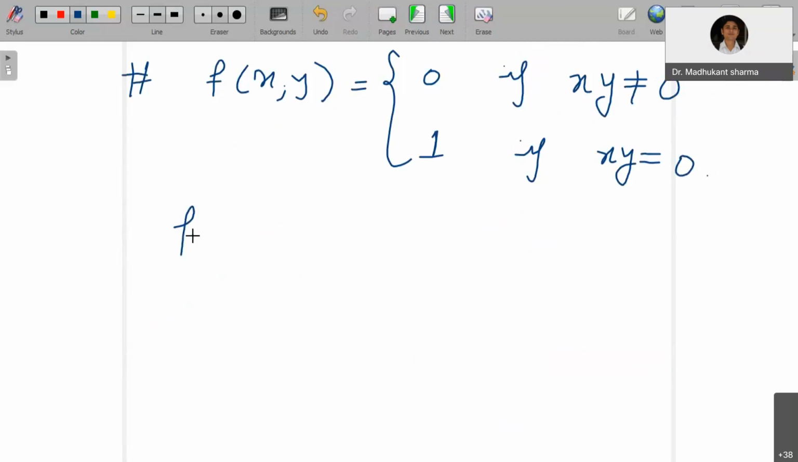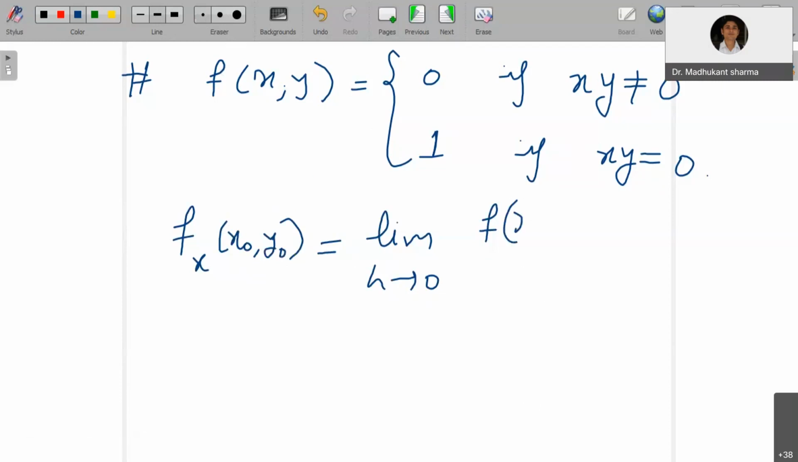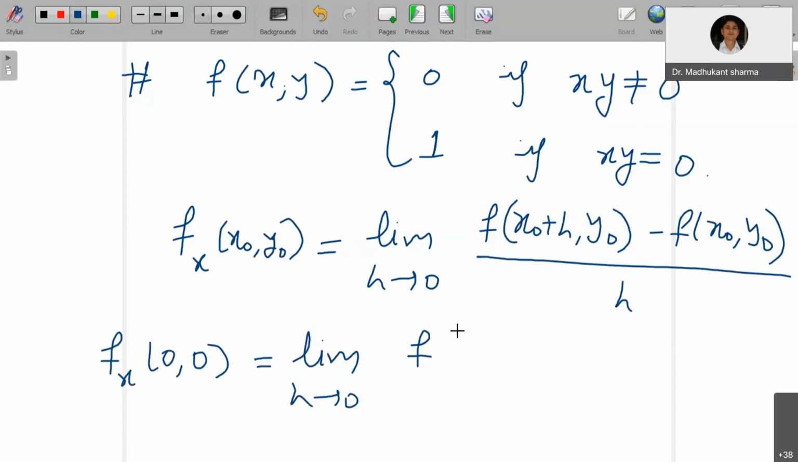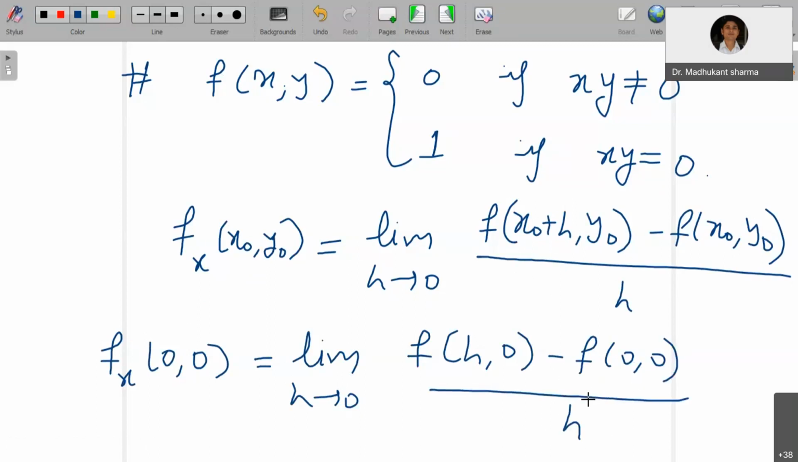Now I'm interested in finding fx at (0, 0). What is the definition? Let me write it down first, at (x naught, y naught): the limit as h tends to 0 of f of (x naught plus h, y naught) minus f of (x naught, y naught), divided by h. Now fx at (0, 0) is going to be the limit as h tends to 0 of f at (h, 0) minus f at (0, 0), divided by h. Now if you look at the numerator carefully, f at (0, 0) is 1.